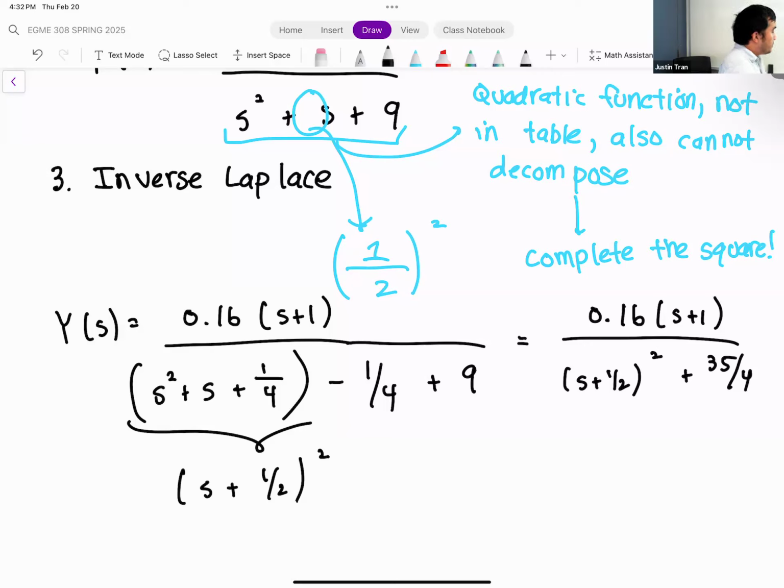All right. But at least we're getting somewhere now, because this denominator that we have is basically the sum of a squared factor plus another term. So this denominator looks like the denominator of an exponential multiplied by a sinusoid. Okay, in other words, a shifted sinusoid.